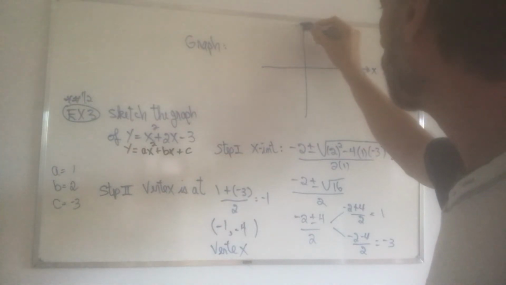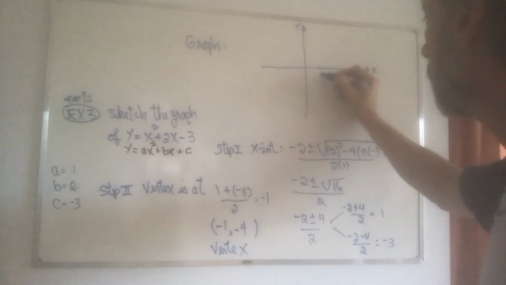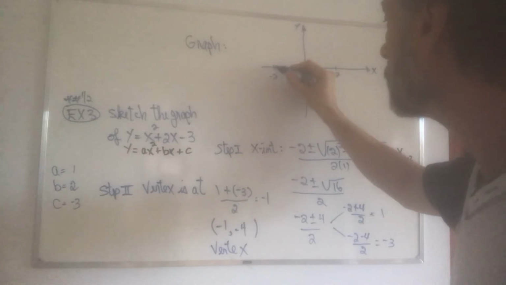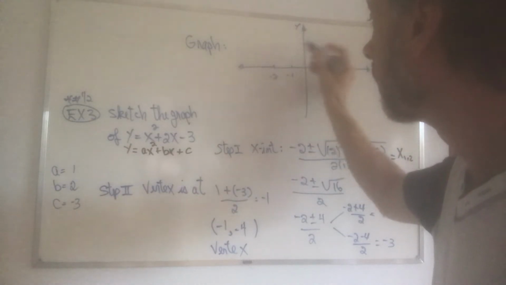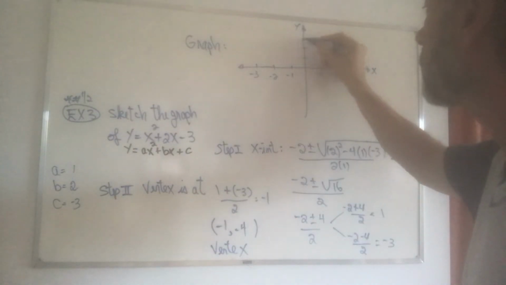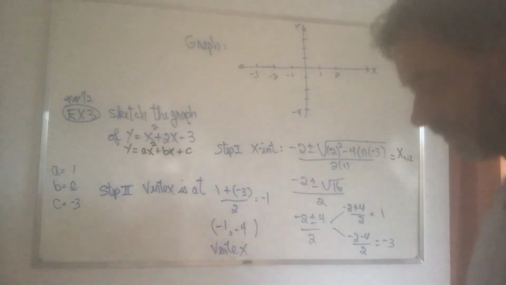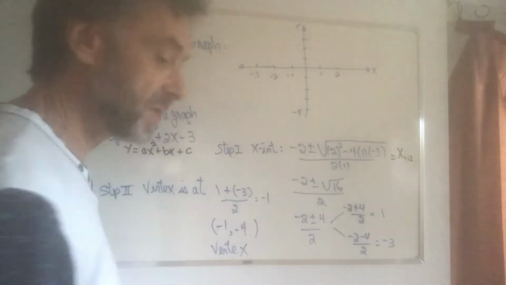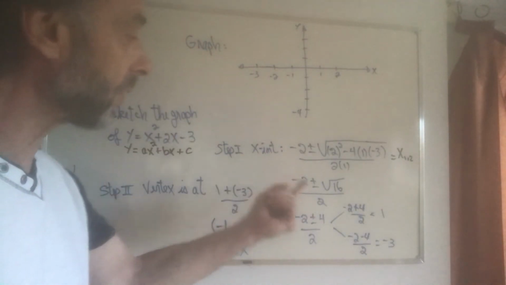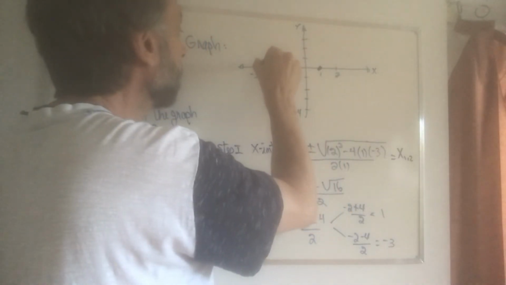X and Y. We're going to do a little bit of gradation here. So 1, 2, 3, minus 1, minus 2, minus 3, minus 4 would be here. So let us see. Change colors for this. Let us put in our x-intercepts. I got 1 and I got minus 3.